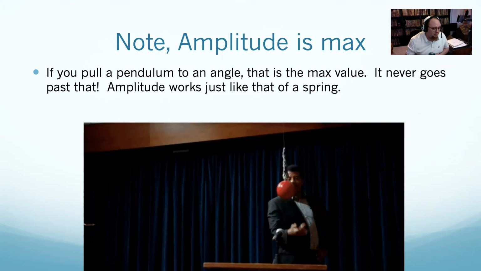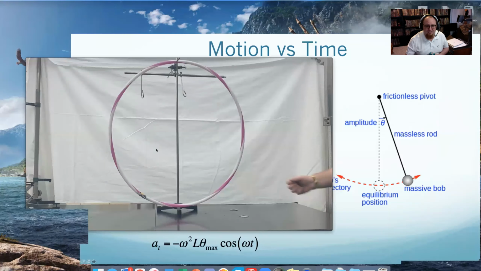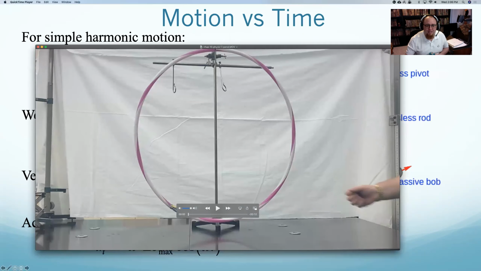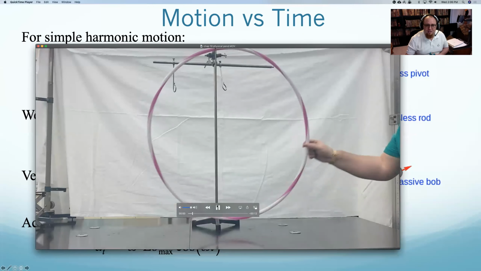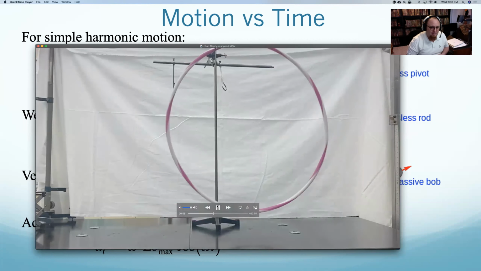And I can actually put other things in a pendulum that are even less ideal. If I put a hula hoop and attach one side to a nail, it moves like a pendulum. That's simple harmonic motion. It's just like a pendulum.